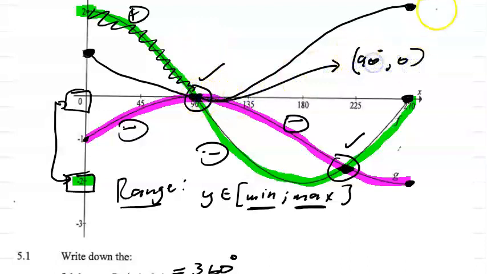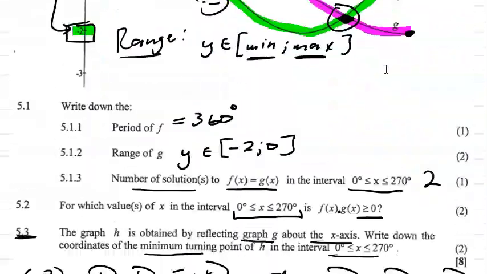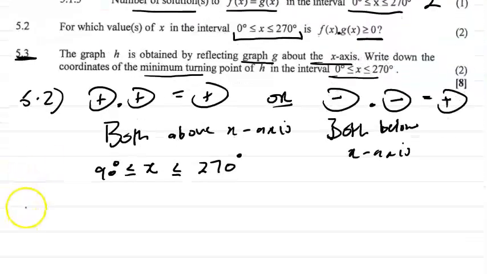And that will be the maximum turning point. What's the maximum turning point? It will be 270 and 2, if they asked us for that one. So we have to know the rules for reflection about the x-axis. What are the rules for reflection about the x-axis?